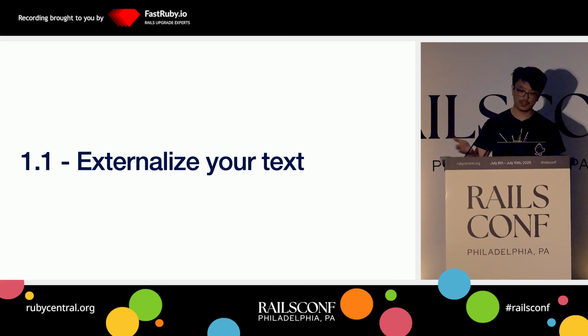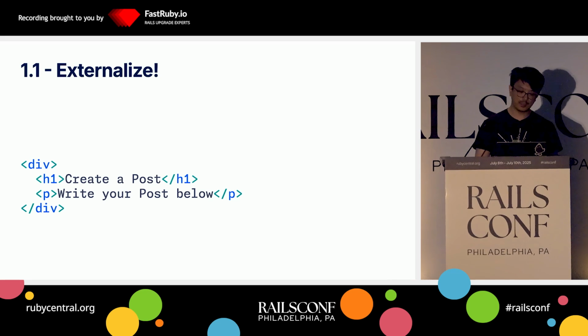OK, part one, translate your text. The first step to translating your text is actually to externalize your text. There's a lot more to externalizing than what I'm going to be able to cover here. But the basic idea is you need to look for hard-coded text anywhere in your application that might be shown to a user. Let's take, for example, this excerpt from a hypothetical view. It's got an h1 tag that says create post, and then a paragraph tag that says write your post below. I hope it's pretty clear that since the text here is in English, the view can only ever render in English, because that's just how it's written. If we wanted to display the text in another language, we can't.